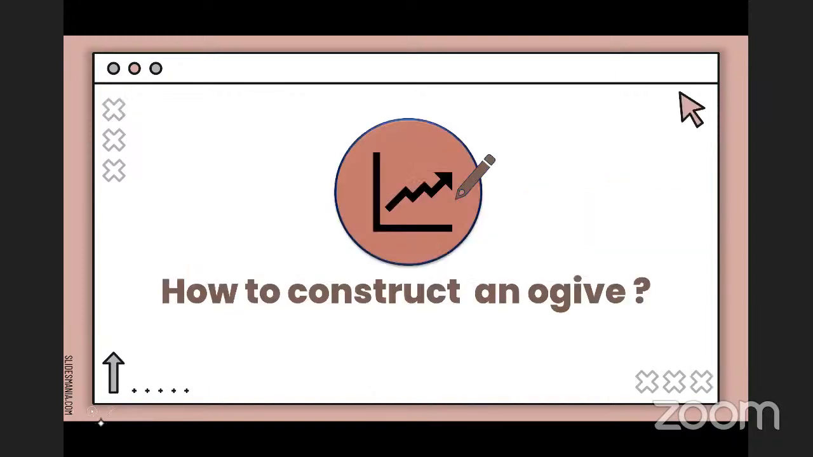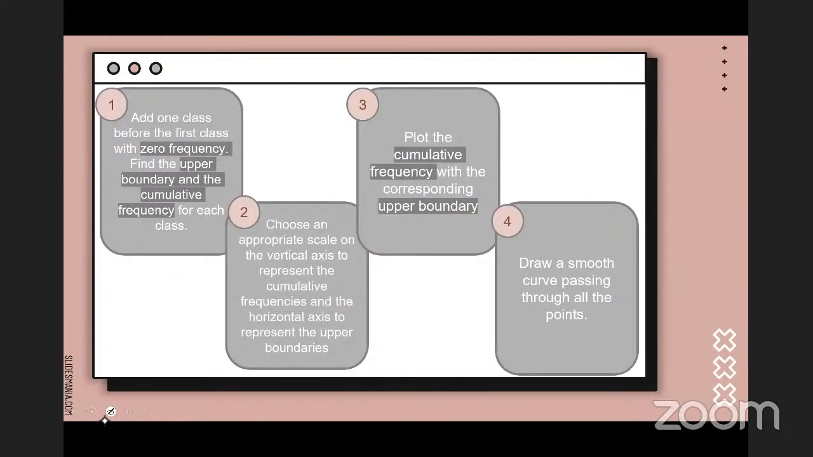So first, how to construct an ogive. First, we should add one class before the first class with a 0 frequency. A 0 frequency means that the graph actually starts from 0. You cannot leave it flying in the sky, and the line should start by touching the x-axis. And second, you should find the upper boundary and the cumulative frequency for each class.